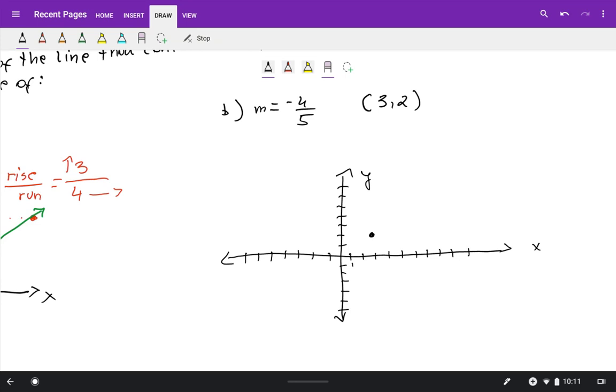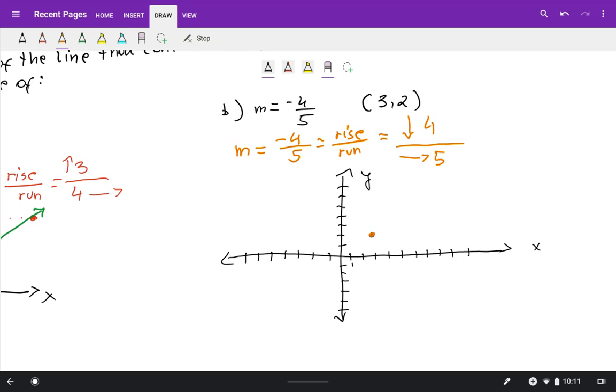Now look what happened with this slope. This slope is negative. So when you have a negative slope, this is what I'm doing: I'm bringing that negative to the numerator. So I have negative 4 over 5. Definition of the slope is also rise over run. In this case, my rise is negative, so I will go down 4 units. And my run, which is 5, is positive, and I will move to the right 5 units.